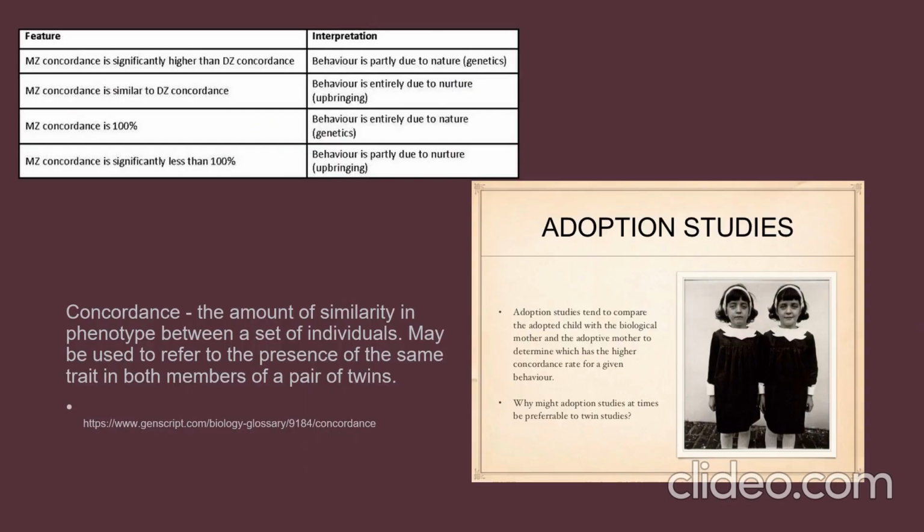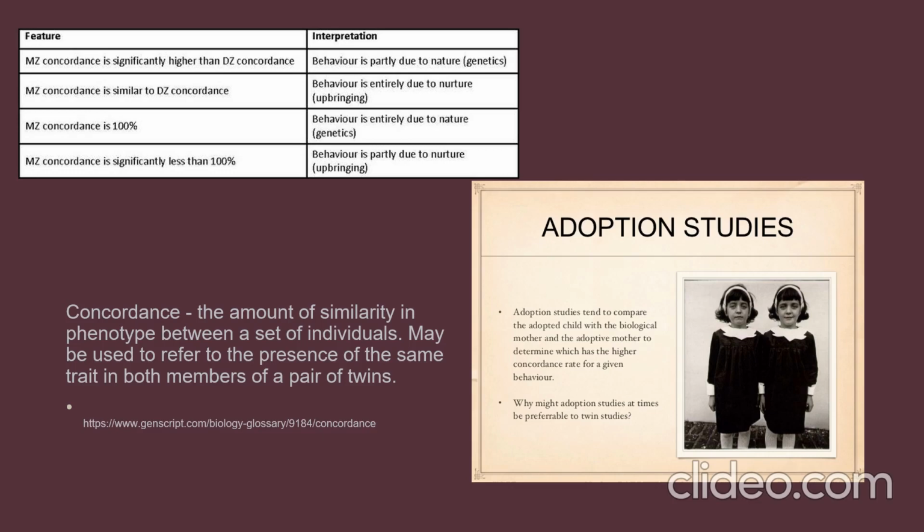Now let's have another example. We have this term, concordance. This means the amount of similarity in phenotype between a set of individuals. May be used to refer to the presence of the same trait in both members of a pair of twins. Example, yung kanina na pinag-uusapan natin na phenotype, no? Yung expression or characteristics ko. Kung may dimple yung isang kambal, meron din yung isa. So, concordance, pareho sila. Kung makulit yung isa makulit din. Kung matalino yung isa, matalino din yung isang twin. Okay? So, these are the features.